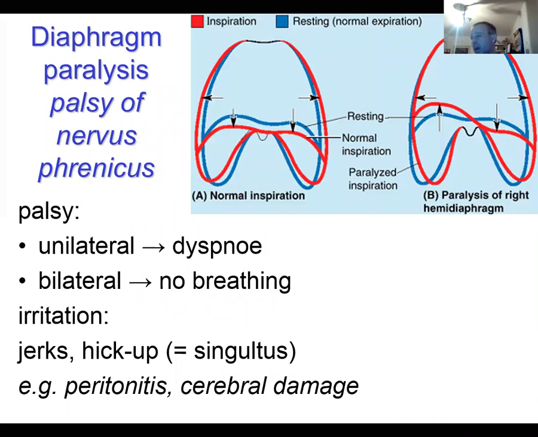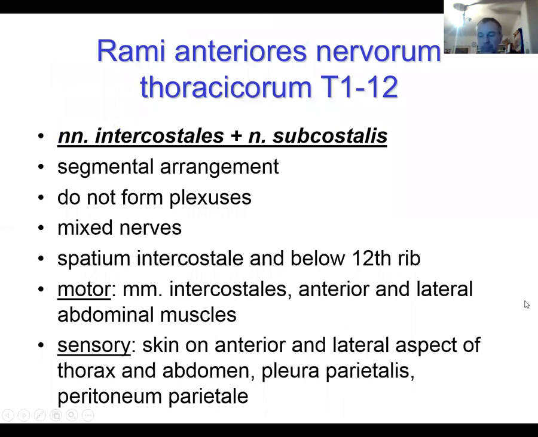And hiccup can be a symptom of peritonitis, of the inflammation of peritoneum. It can be a symptom of cholecystitis, so inflammation of gallbladder. It can be even a symptom of cerebral damage. So that's all for cervical plexus.